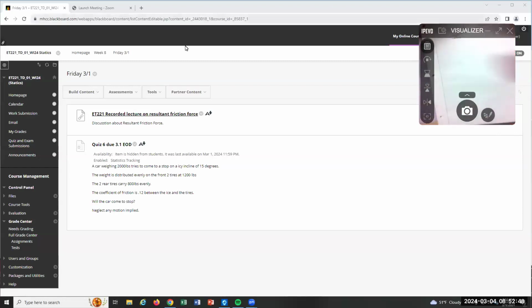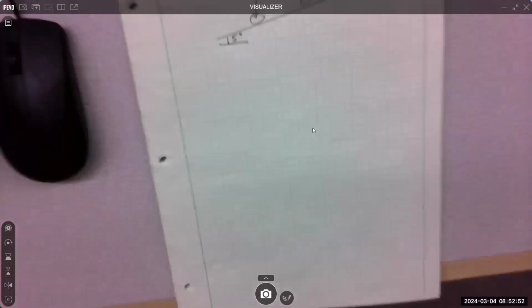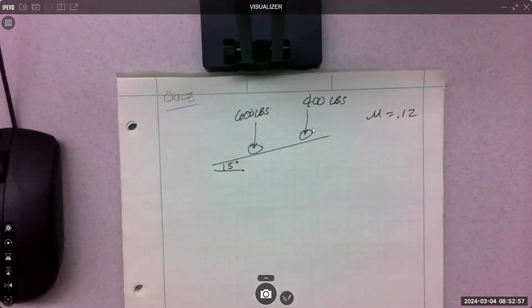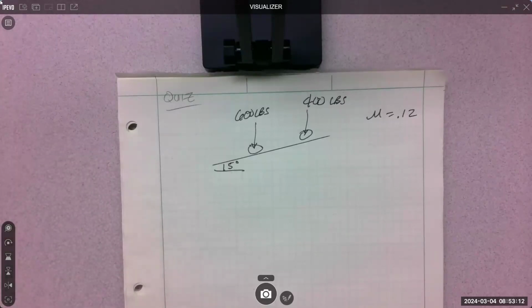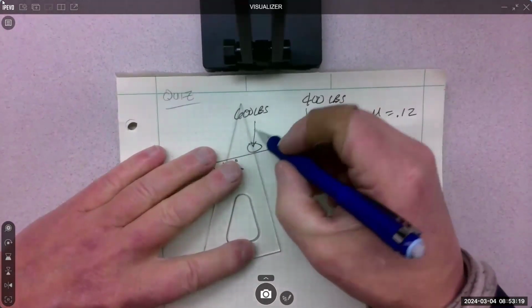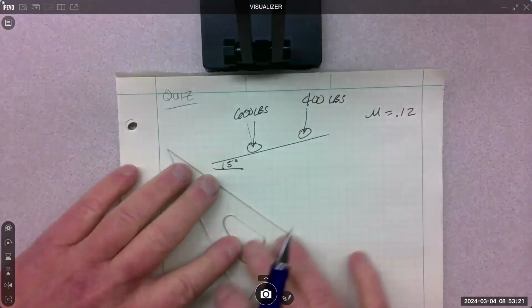So the quiz was a vehicle on an incline of 15 degrees. It had some loads: 600 on each front tire, 1,200 total in the front, and 400 in the rear, I believe. 15-degree angle, coefficient of 0.12, and the question was, can they get stopped, or can they stay in that position? So maybe do the heavier one first.